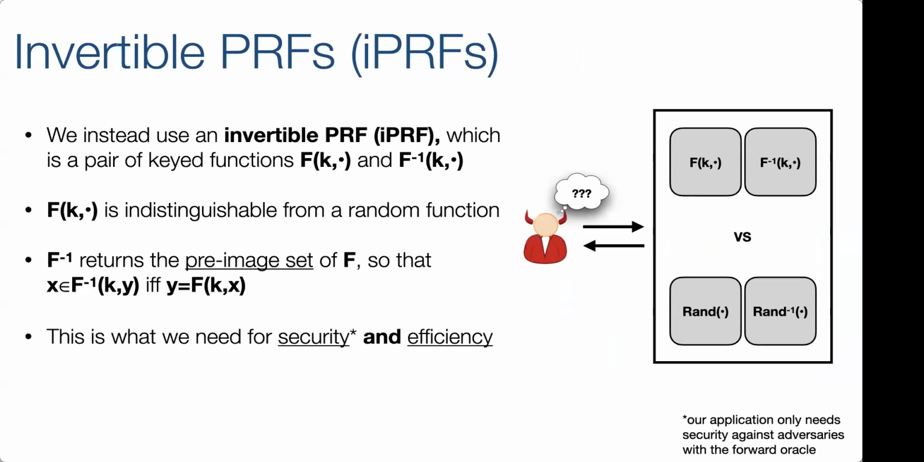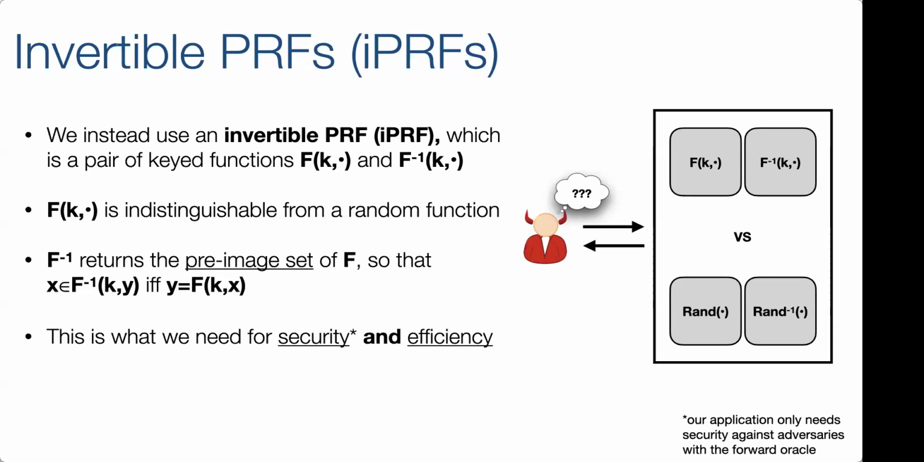So what we need is a pair of keyed functions where the forward direction is like a normal PRF, so it's indistinguishable from a random function. Everything looks uniform and independent. But then it also has an efficient inversion function. So if I give you the key, then you can find me the pre-image set of any output. If I have this, then we're good. We're going to have the security that we need because all the offsets will appear uniform and independent, and we'll have the efficiency because we can do this inversion. Let's show you on the next slide how we do that.